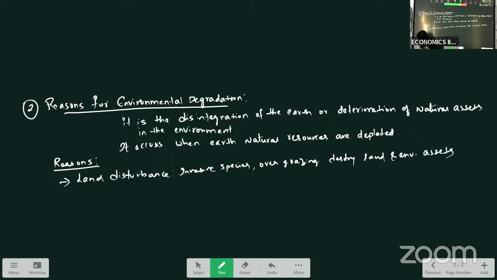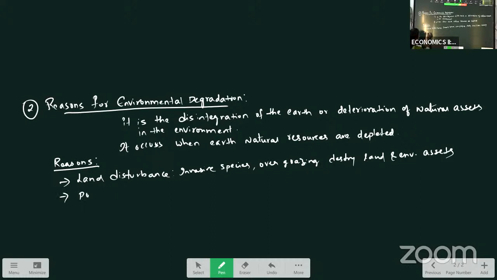So invasive species means what? Which are causing damage in the earth surface. Overgrazing, unnecessary trees are coming up in the empty areas and all, which will take over the fertility of the soil. So that overgrazing destroy the land and environmental assets. So land degradation disturbs the fertility of the soil and earth becomes hard. So land degradation and soil erosion are serious problem. Nearly 40% of land is suffering from soil erosion through water and wind. So land disturbance is one reason.